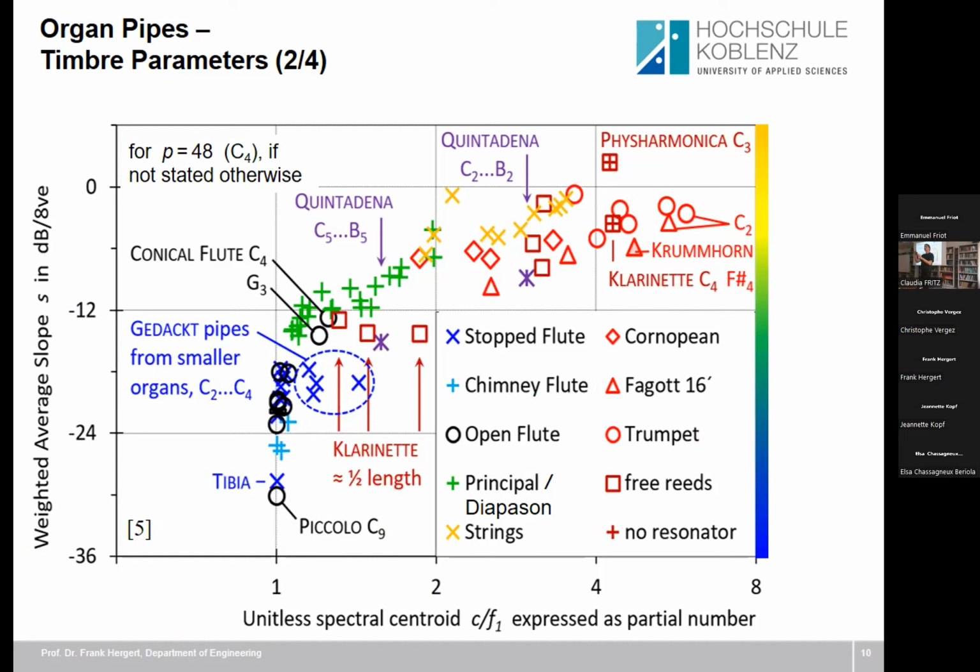If I put the stopper in, they are at a different position. They are these blue crosses. There are chimney flutes somewhere in between, flutes with a stopper, with a bored hole in it. Then I see the principals or diapasons in green. I see the strings up here and all the reeds somewhere else. If I add axes to these diagrams in words, I would say left-right is something like brightness. On the left, it's less bright. On the right, it's very bright, like a trumpet.